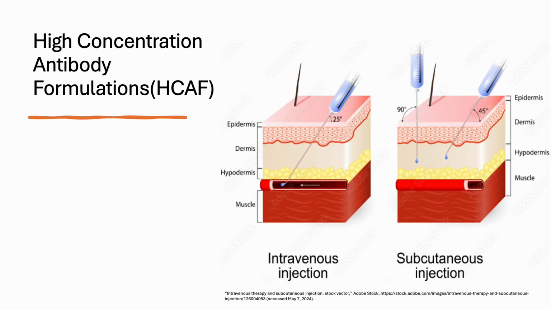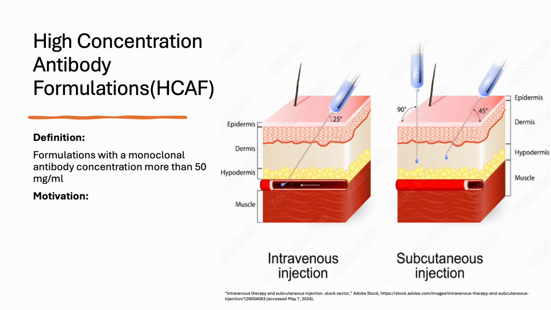Now I'm going to discuss how an antibody formulation is considered a high concentration antibody formulation, as well as the advantages of this type of formulation. For a formulation to be considered high concentration, the concentration of antibodies must be more than 50 milligrams per milliliter. The motivation to develop these is, one, we would want to use it for subcutaneous injection, but also it would improve patient compliance and convenience.